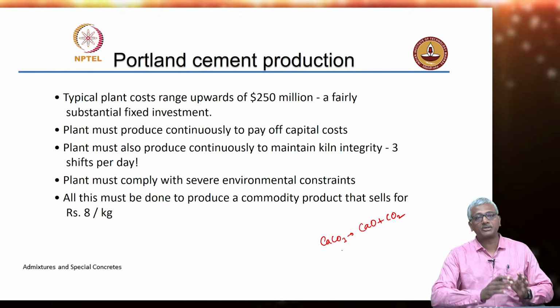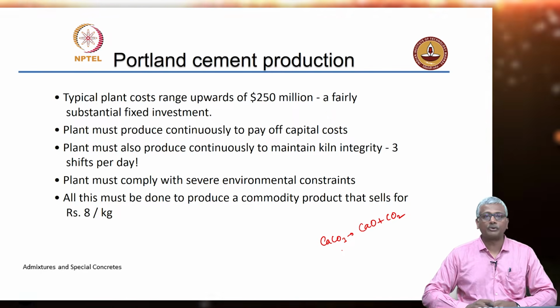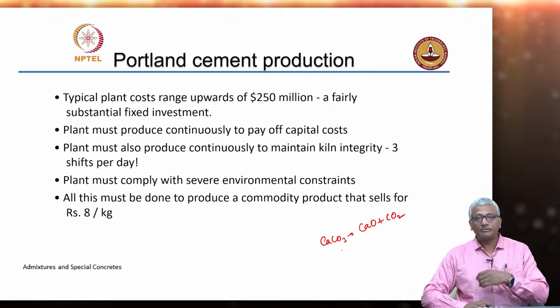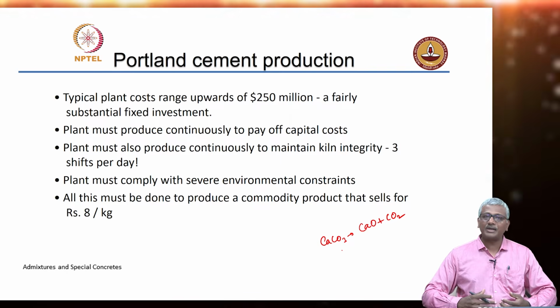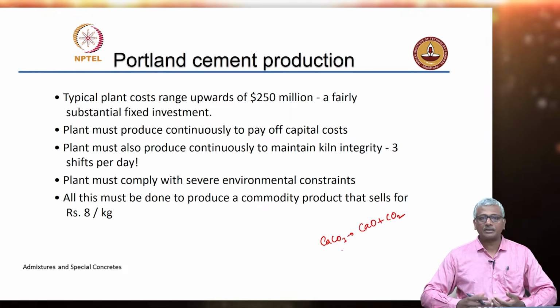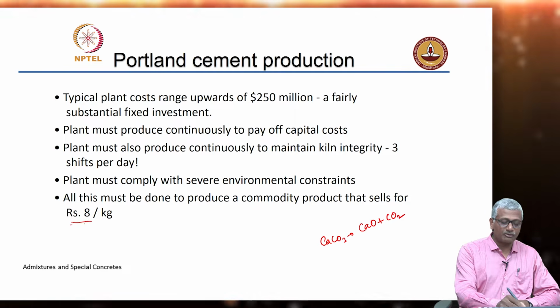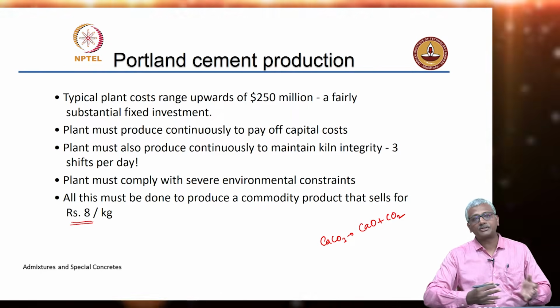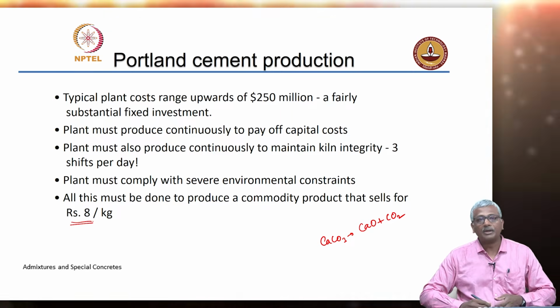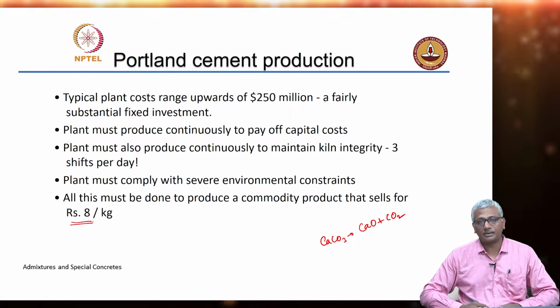Nevertheless, cement production still leads to a very large amount of CO2 production. And of course, we have to keep cement cost controlled to such an extent that we are able to sell it as a commodity product. Currently, if you buy the bags, it's about 8 rupees per kilogram. If you buy it in bulk, it's going to be 5 to 6 rupees depending upon the location in the country that you are in, right?